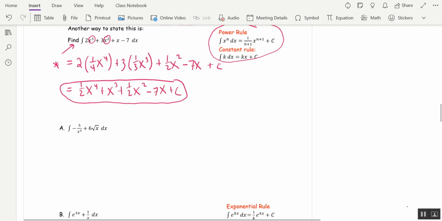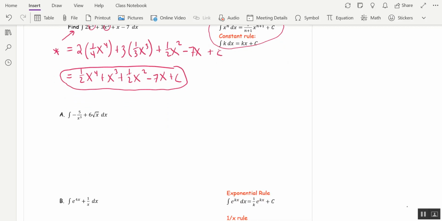Okay, the next one, we need to rewrite it before we can use the power rule. So I'm not going to integrate yet, which means I need to keep my integral sign and my dx. So this is negative 5x to the negative 3 plus 6x to the 1/2 dx. And now I can use the power rule.